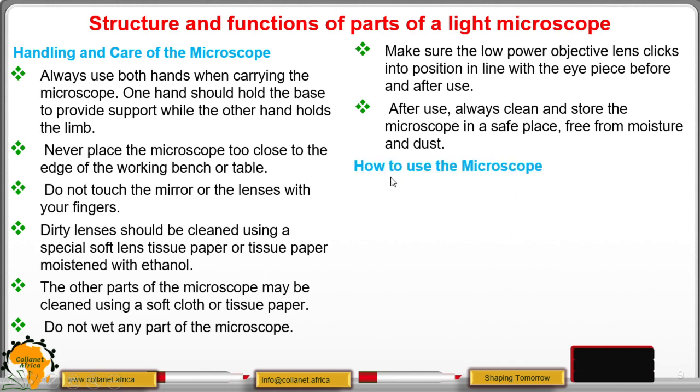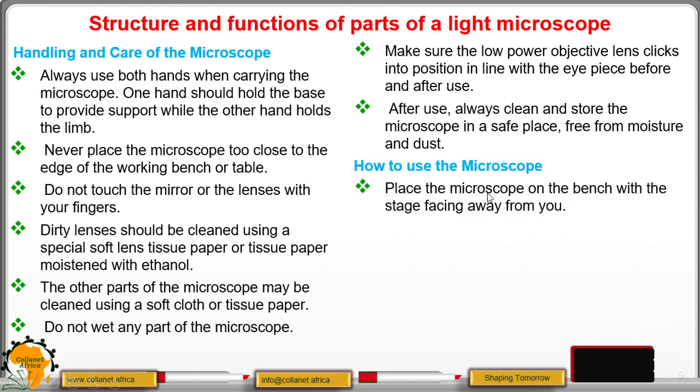We move to how to use the microscope. So if we have a slide to prepare, or we have prepared a slide and we want to observe so that we can draw and describe, what are we supposed to do? We have to place the microscope on the bench and ensure the stage is facing away from you. Then turn the low power objective lens until it clicks into position.